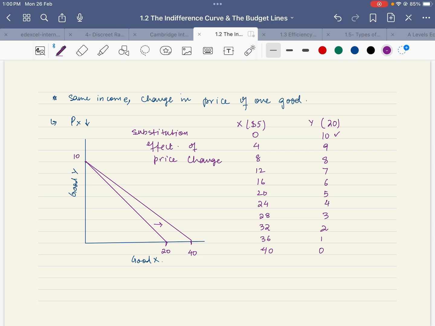Real income has therefore increased, because if the consumer is saving some money on X, they can spend it on some other good as well. It means that the consumer may now purchase even more of good X and other goods also. This is called the income effect of price change. So there are two things.